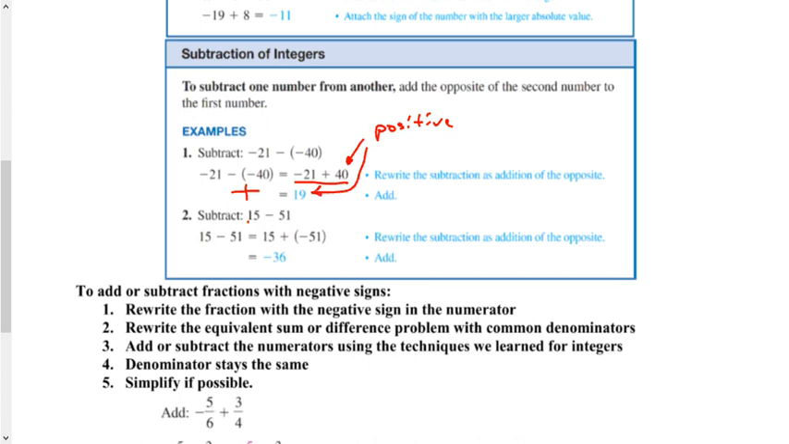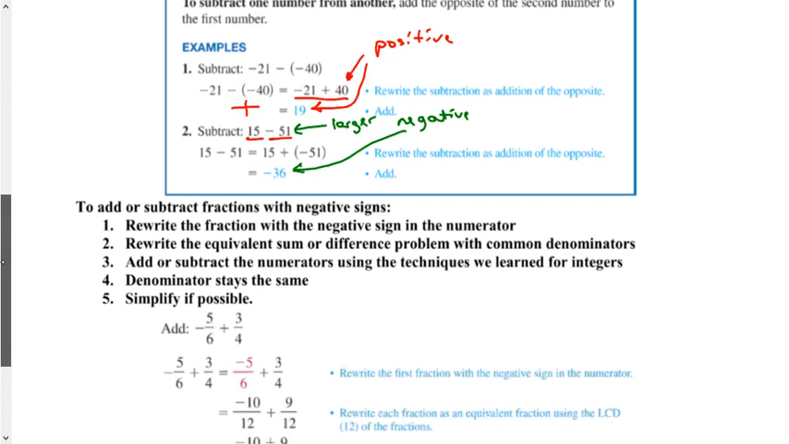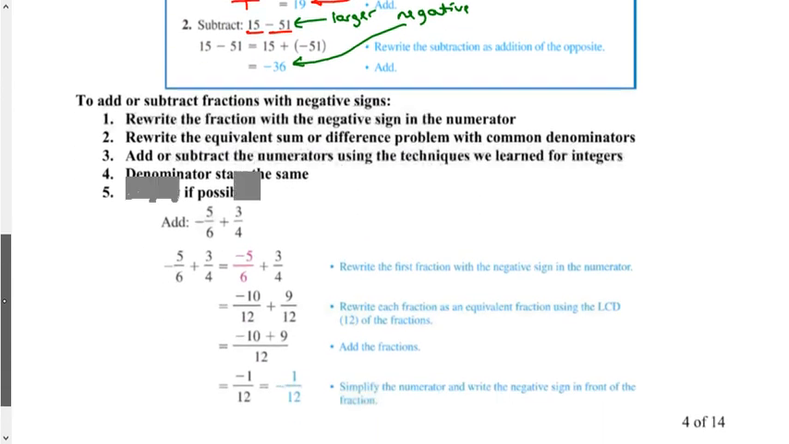Here I've got 15 minus 51. Well, 51 is going to be the larger number, and you would think of this as though it's like a negative. So this one is larger and negative, and therefore our final answer is also going to be negative. Okay? So keep these in mind whenever we're working with fractions.